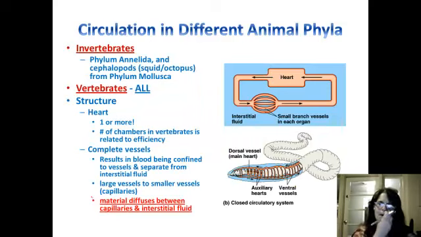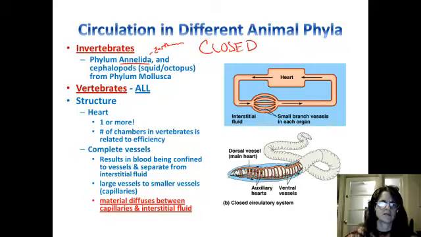Okay, now closed system. Okay, so in this frame we're dealing with a closed circulatory system. We find it in a few invertebrates, the annelids, the earthworms, segmented worms, for example, and the cephalopods like the squid and octopus from phylum Mollusca have closed systems, and all vertebrates, meaning you and birds and reptiles and fish, all have a closed system. So again, we're going to see a heart, but more importantly, we're going to see complete blood vessels, okay?